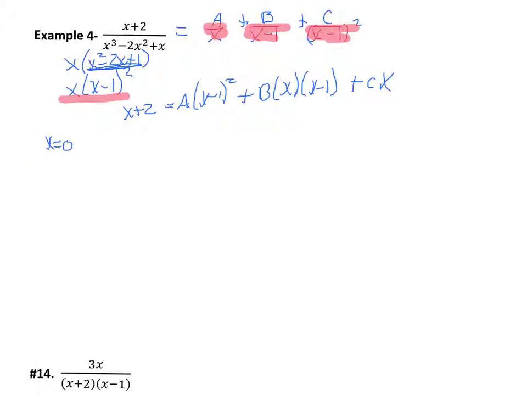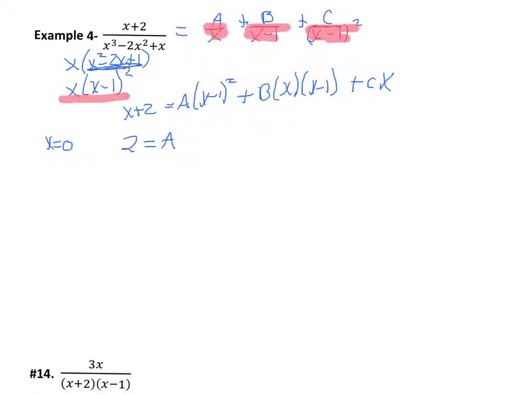So on the left side, I get 0 plus 2 is 2. On a, I get 0 minus 1 is negative 1 squared is 1. And now what happens to b? Goes away. What happens to c? Goes away. We're done with that one. We got a equals 2. That's what I said. Ace.